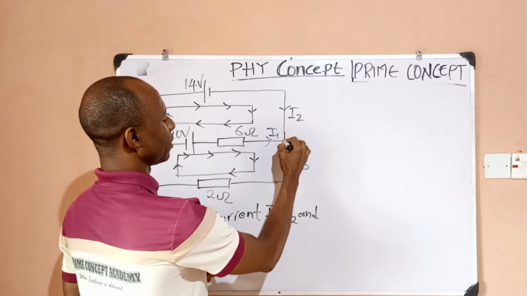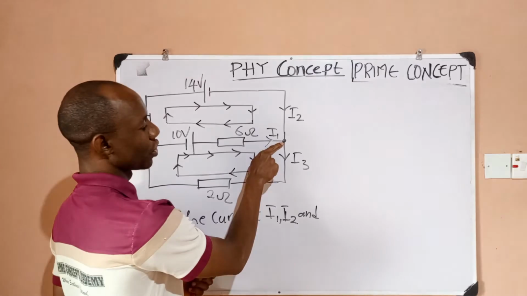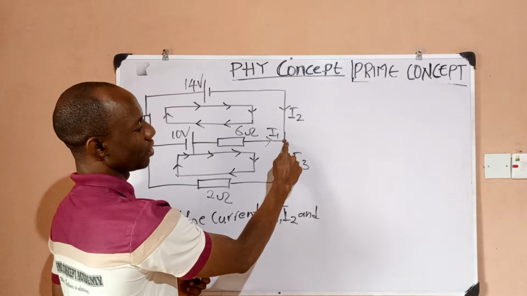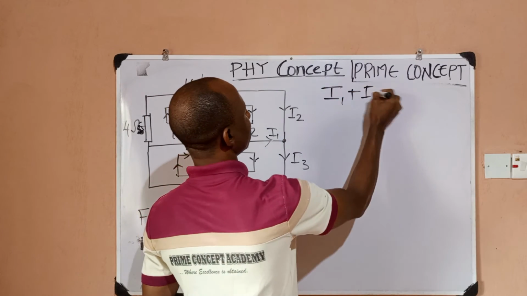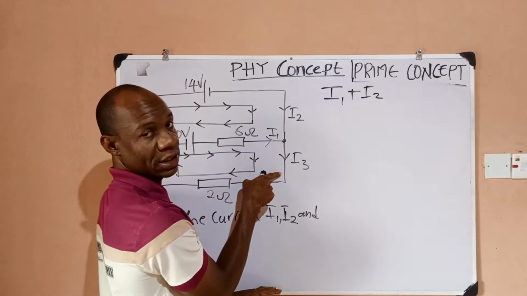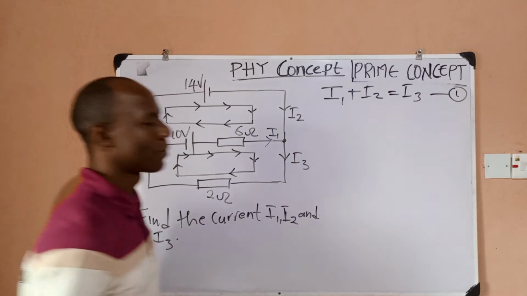Now let's take a look at this junction. We have I1 entering this junction. We have I2 also coming into this junction. So I'm going to have I1 plus I2. Then we have I3 leaving that junction, so equals I3. I'll call this equation 1.